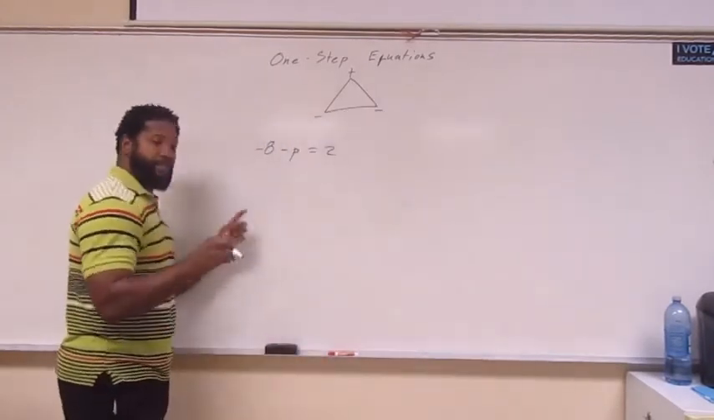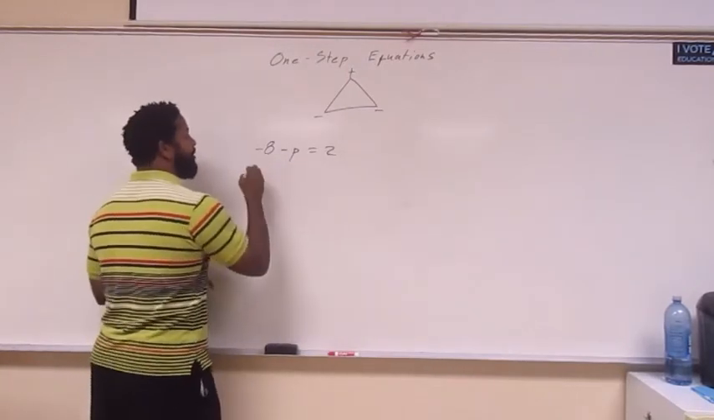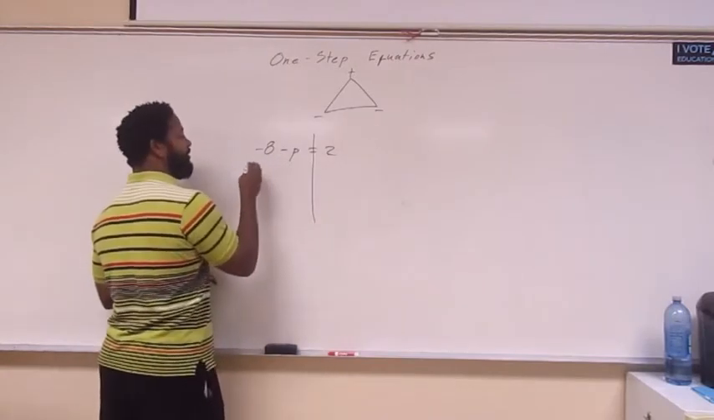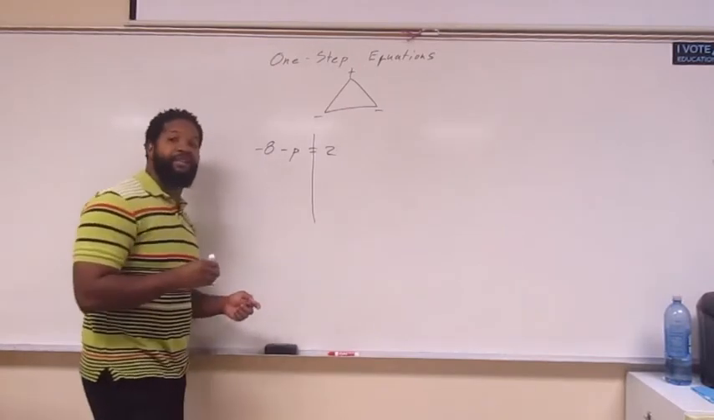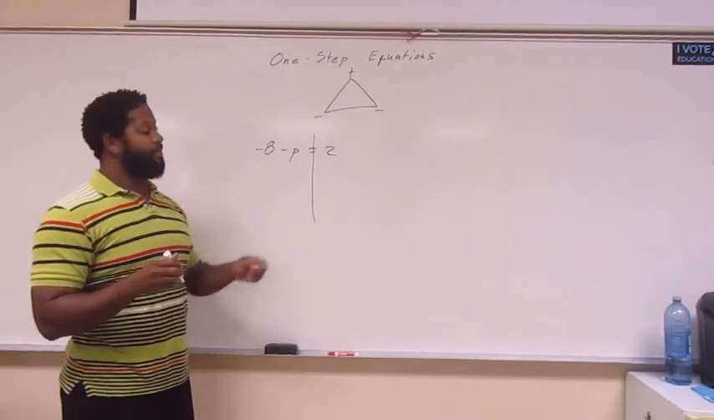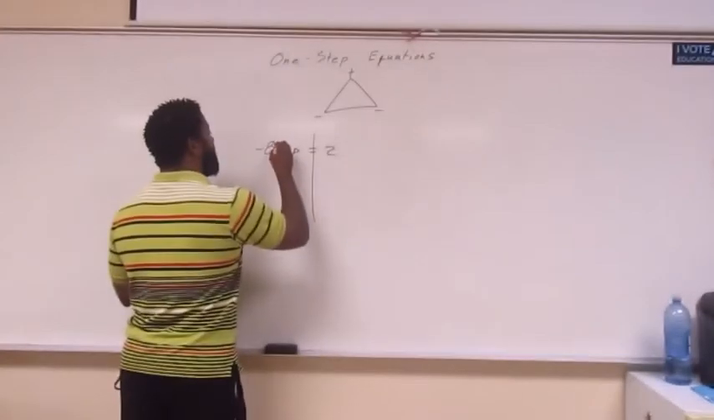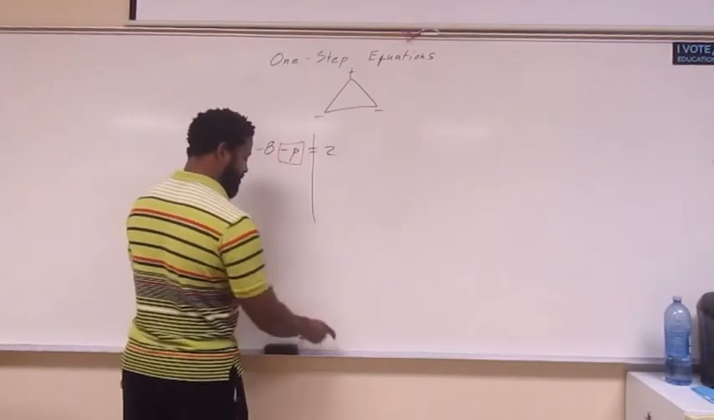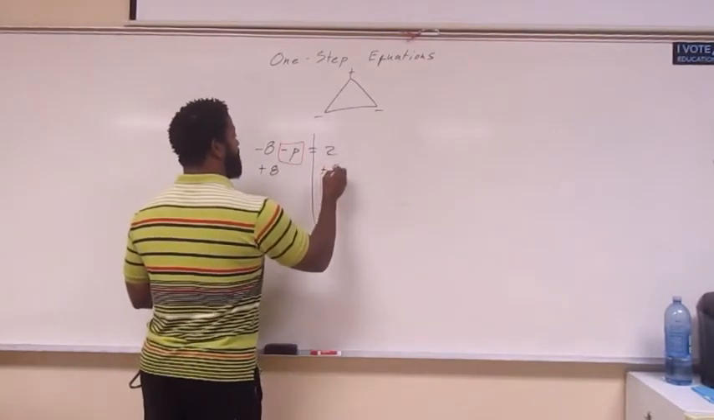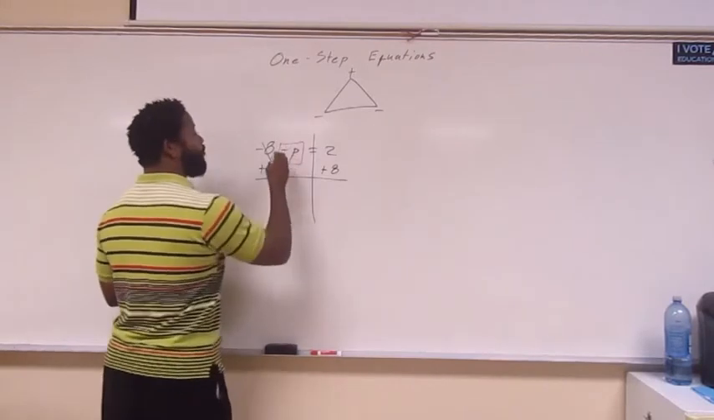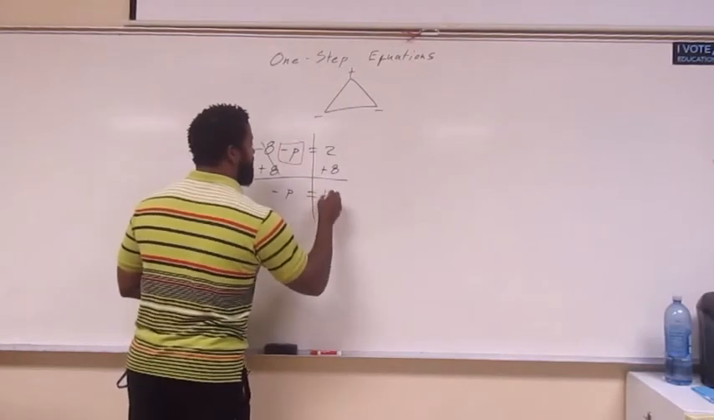So, first things first, right? You have -8 minus p equal to 2. Well, we gotta get the p by itself, right? But what kind of a p is this? This is a negative p, okay? Now remember, you put a 1 in that area. You add the 8, right? You bring down the whole thing. Negative p is equal to 10, right?